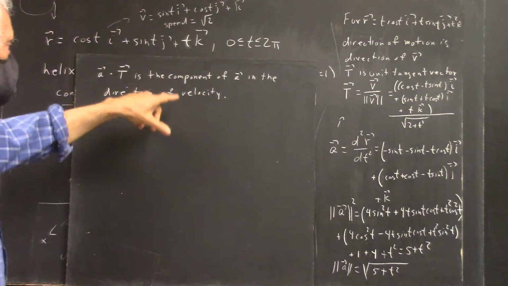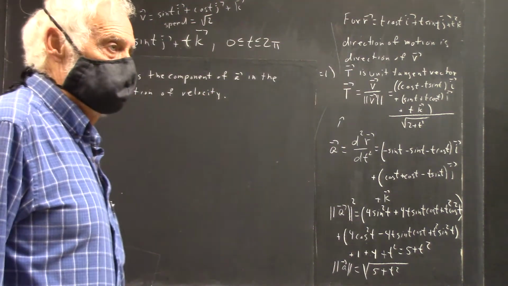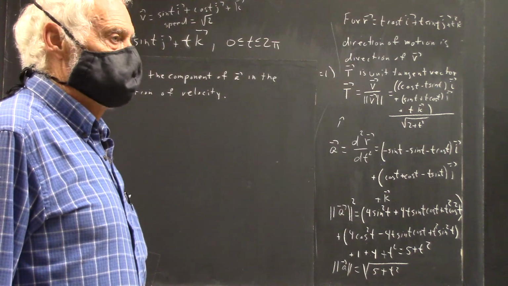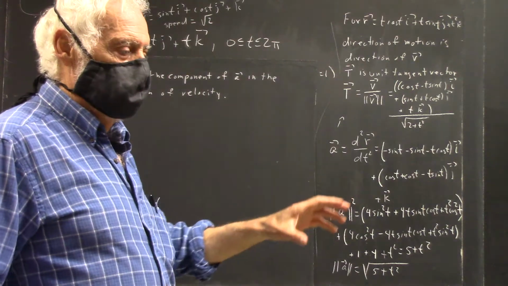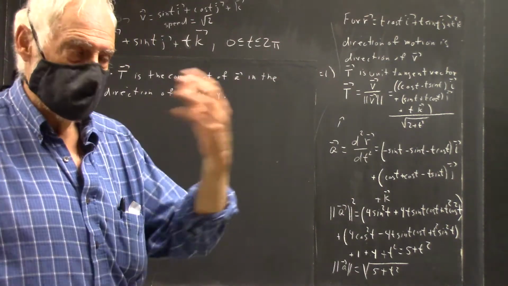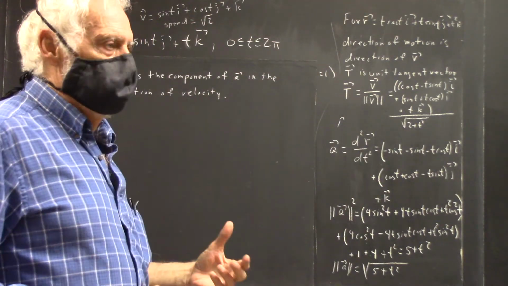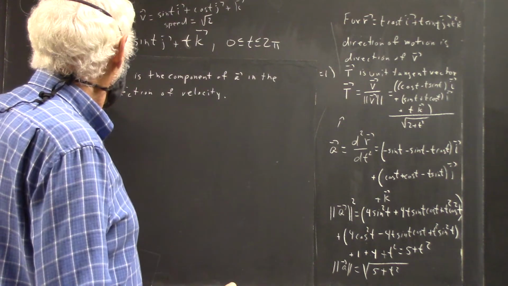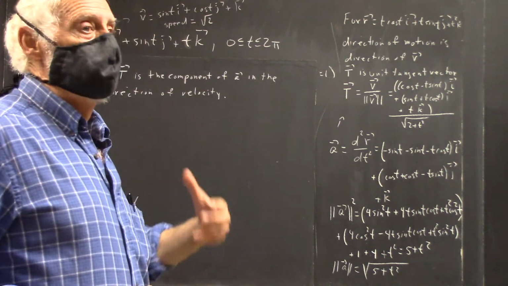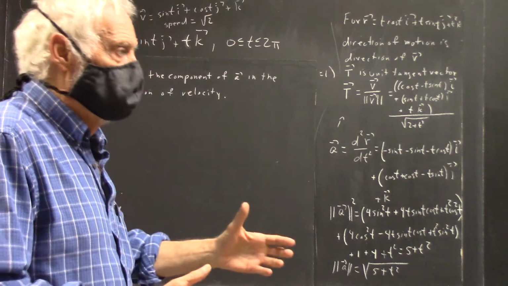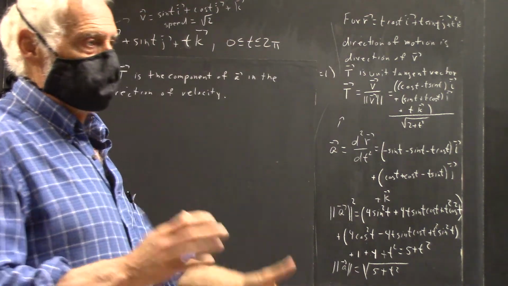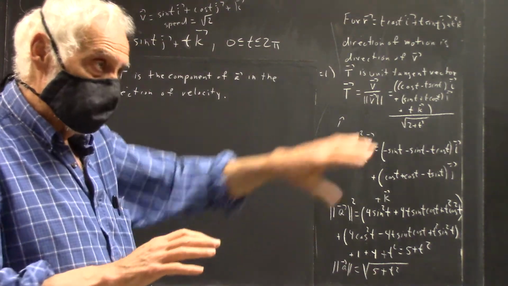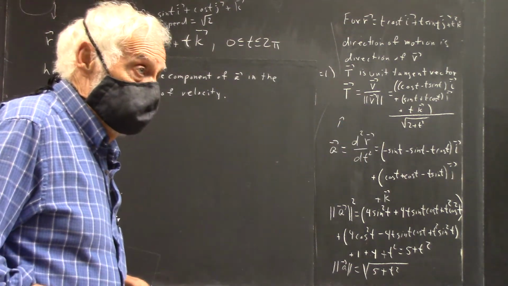A dot t is a component of A in the direction of the velocity. If you're flying a plane or riding an amusement park ride with a complex motion, A dot t is a component of acceleration that feels like it's pushing you back in your seat. Of course, that's really because the seat has to push you forward to accomplish that acceleration.